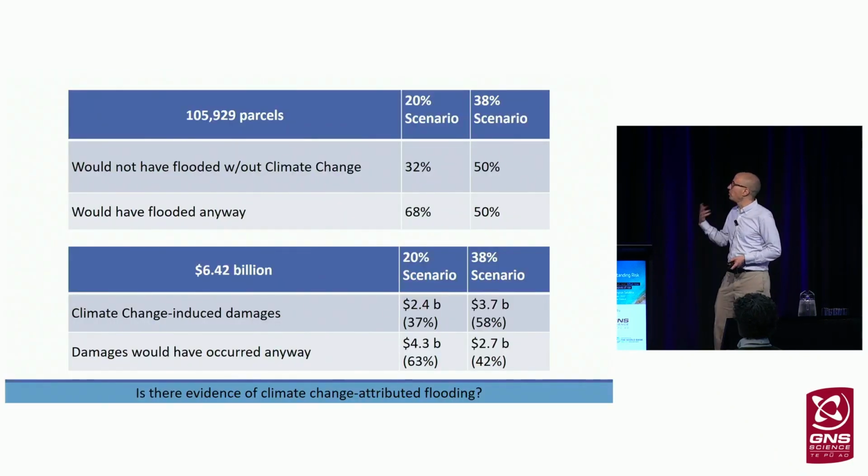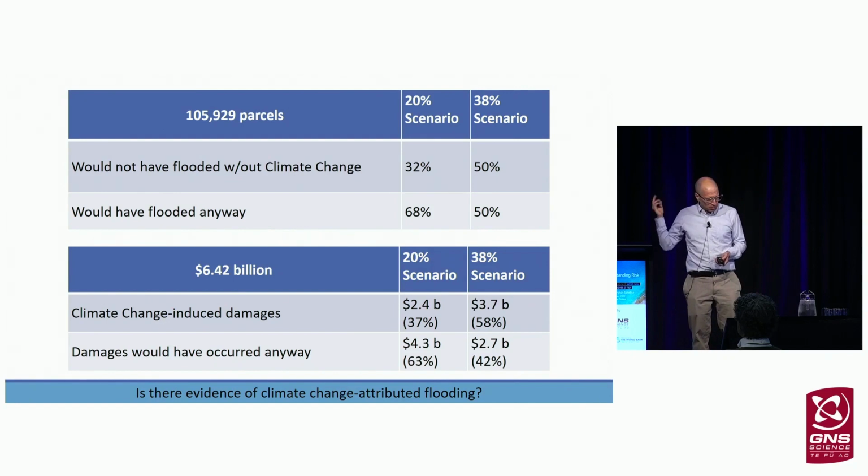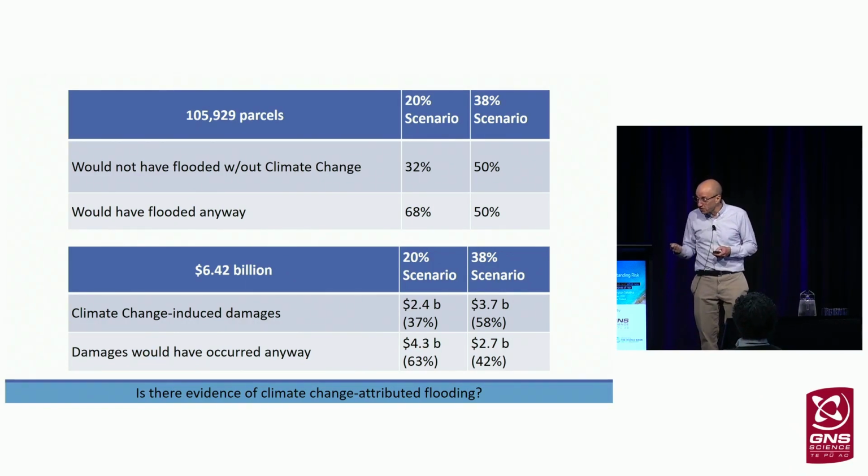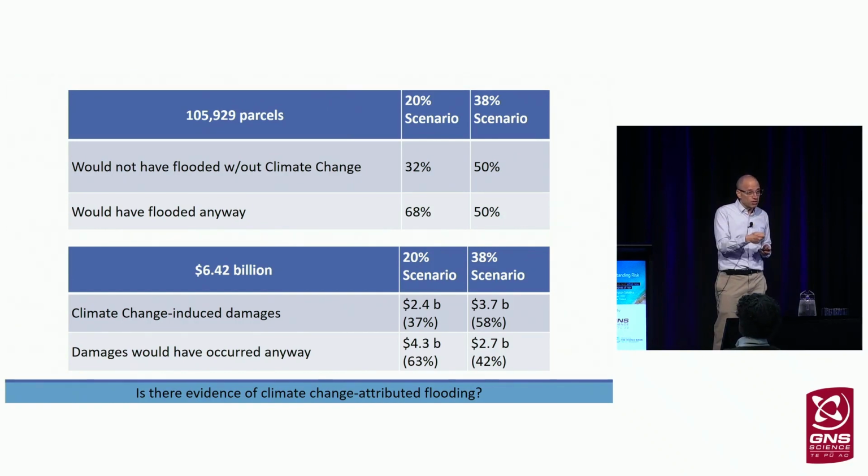Anyway, if we look at the summary of the data, the 38% scenario, that's the column on the right. So even though only 38% of the overall rainfall was because of climate change, actually 50% of the properties were flooded because of climate change. So of the 105,000 properties that were flooded during Hurricane Harvey, I warned you, it's a big flood, 50% of them were flooded because of climate change. So without climate change, they would not have flooded.